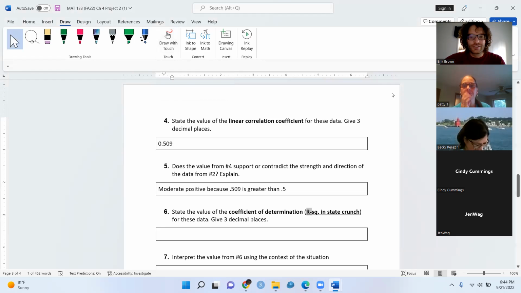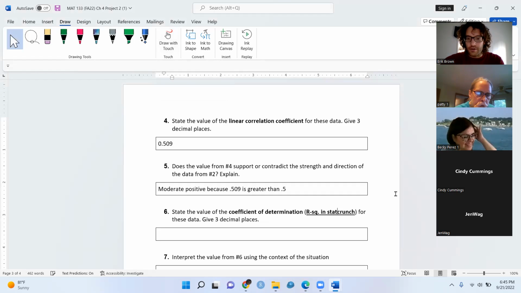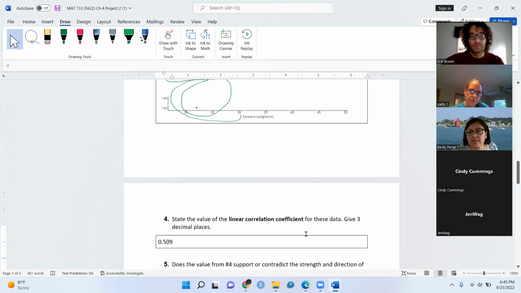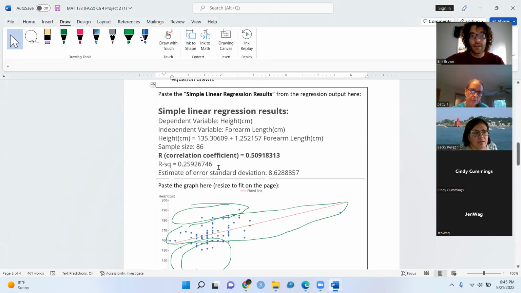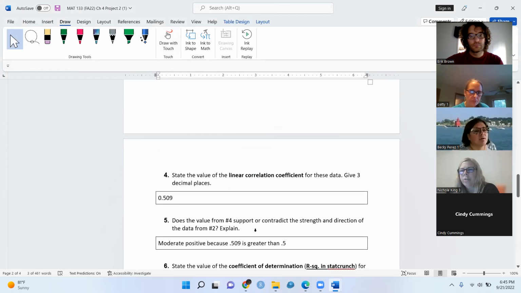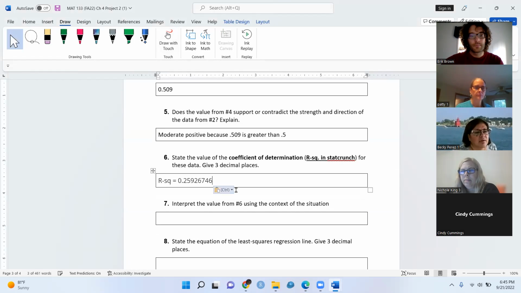Okay, back to the project. I don't know what StatCrunch is doing here. Some of this we don't know yet, so don't sweat that you don't know it. If you want to know the coefficient of determination, StatCrunch calls it R-SQ for R squared. And that is this number right here. Is that how we should write it if we have to write it out?